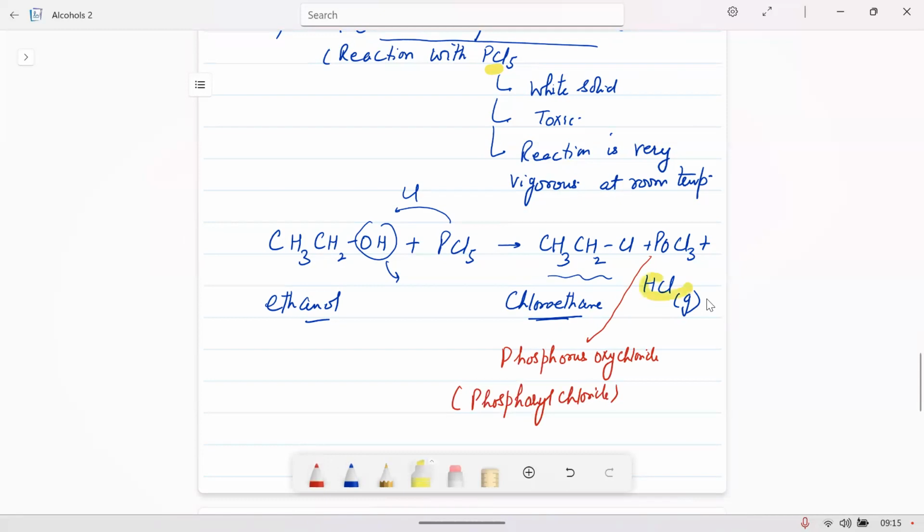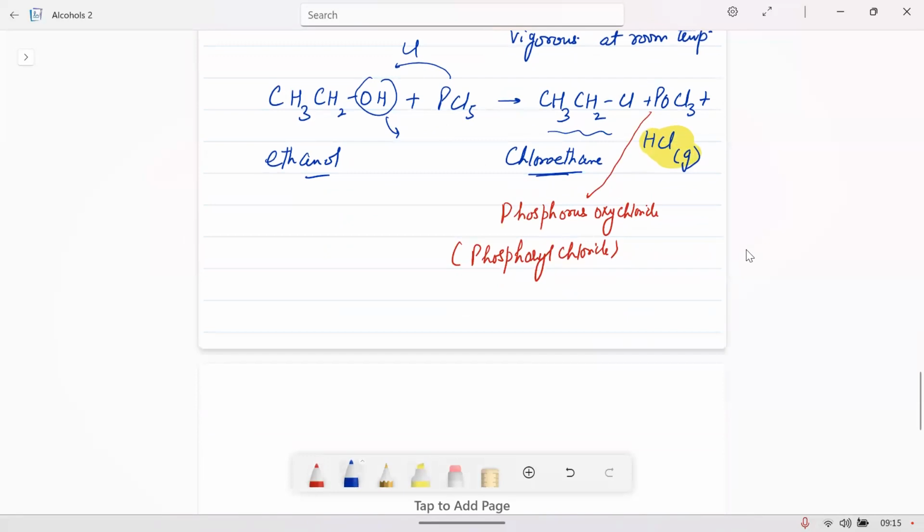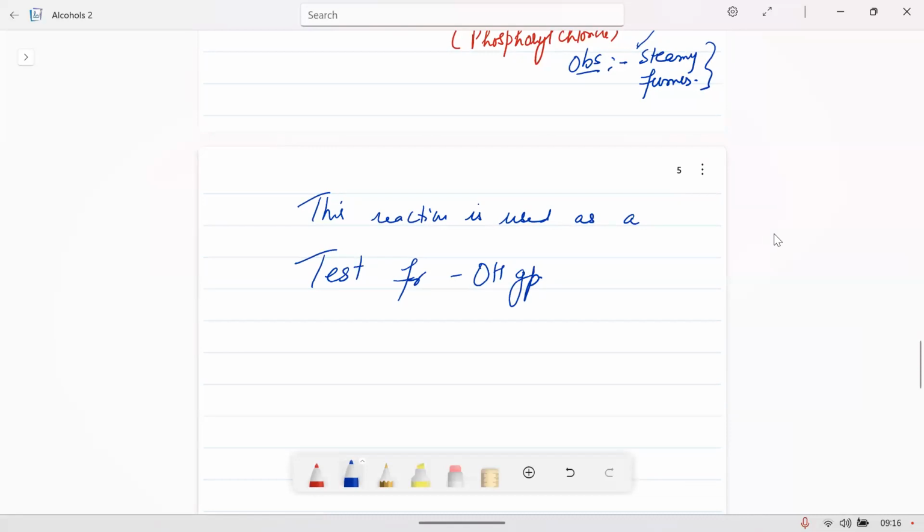The important thing is this. The observation is steamy fumes. Now, because of this observation, this reaction is used as a test for the OH group. Don't say test for alcohol. It's a test for the OH group.